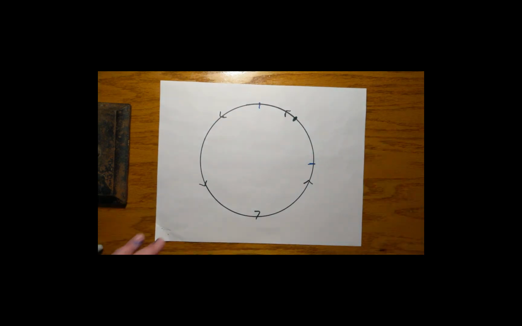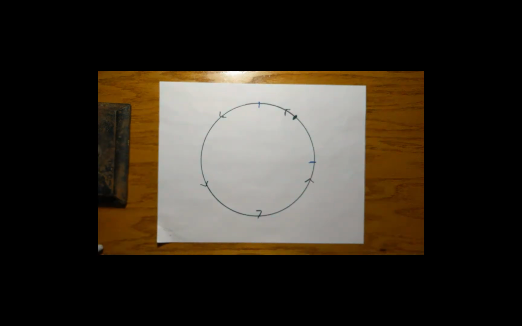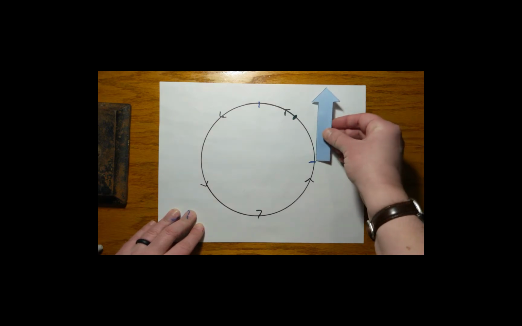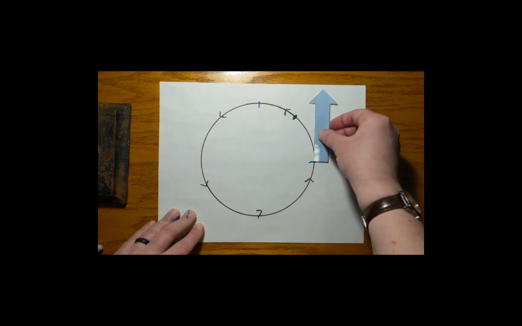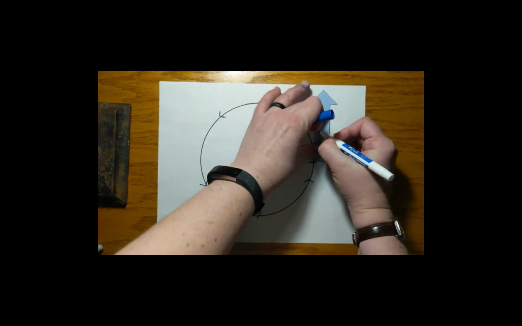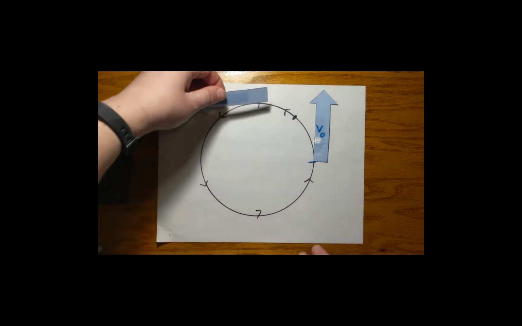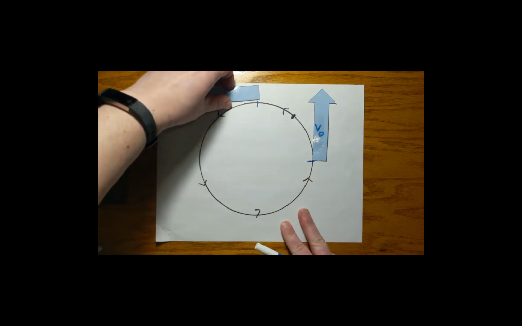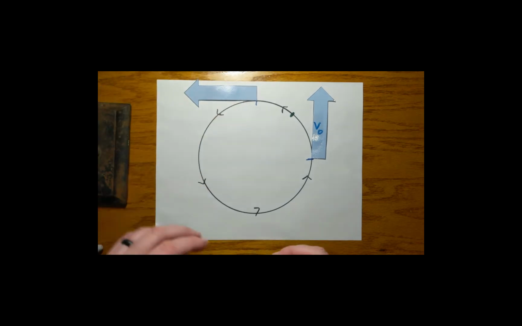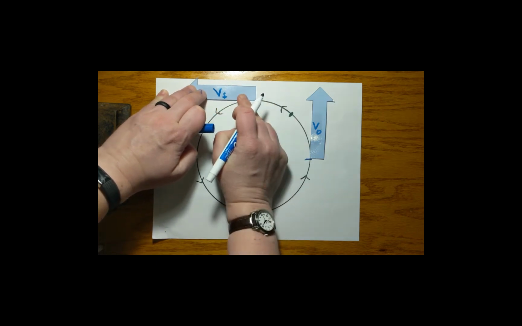So the first thing I'm going to do at these 2 points I picked, I'm going to show the tangential velocity. So that is the linear speed, how many centimeters per second that object is traveling. And that vector is going to be tangent to the circle. So I'm going to put this one in place, and I'm going to label it with a VO for initial velocity. Then I'm going to put my second one in place, and I'm going to label it with a VF for final velocity.